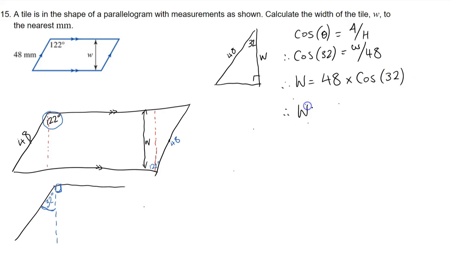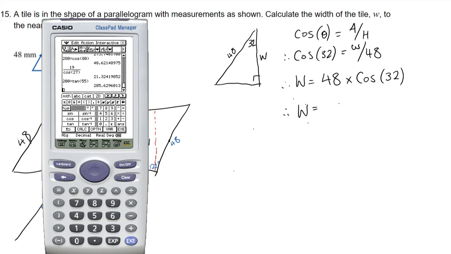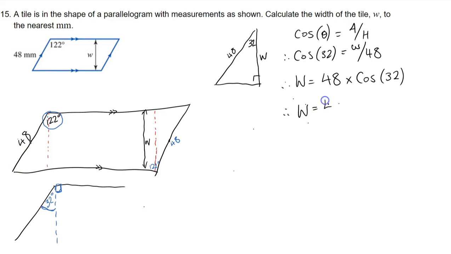Okay, and then I need my calculator. So 48 times cos of 32, 40.71. Now, this asks us to round to the nearest millimetre, so that would actually be 41 millimetres. So the tile is 41 millimetres wide.